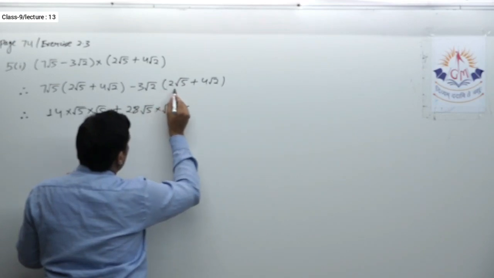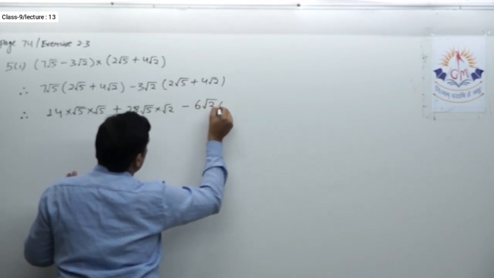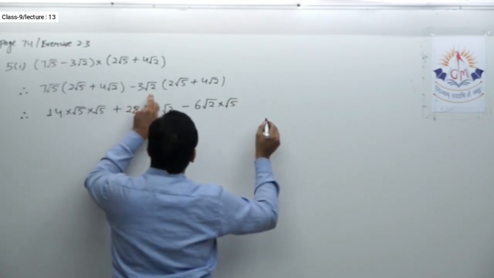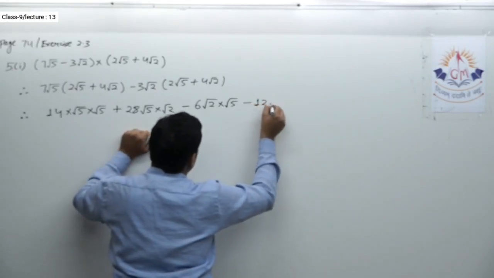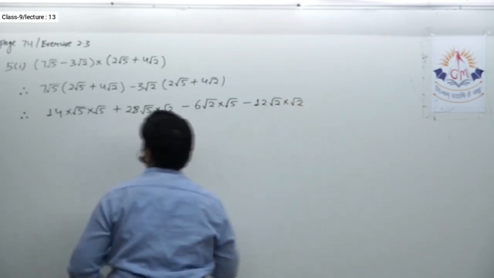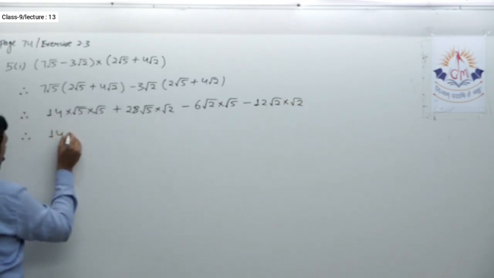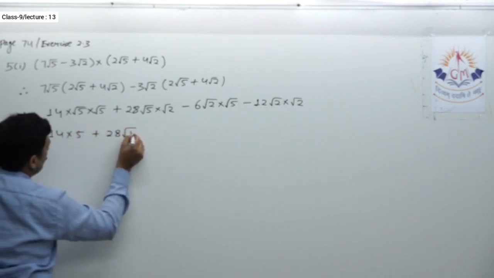Now 3 root 2 into 2 root 5. So 3 into 2, 6, multiplied by root 2 into root 5. Then minus 3 root 2 into 4 root 2. So minus 3 into 4, minus 12, and root 2 multiplied by root 2. Okay, so this gives you 14 multiplied by 5 plus 28 root 10.